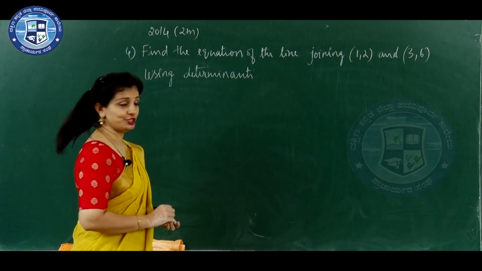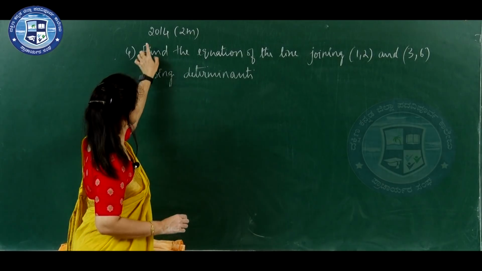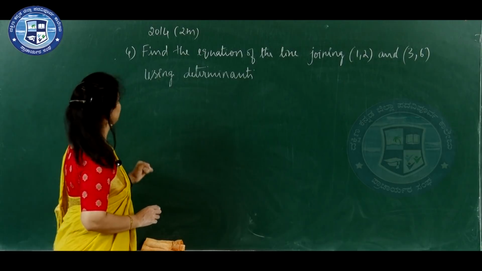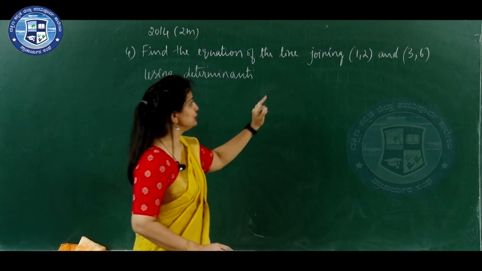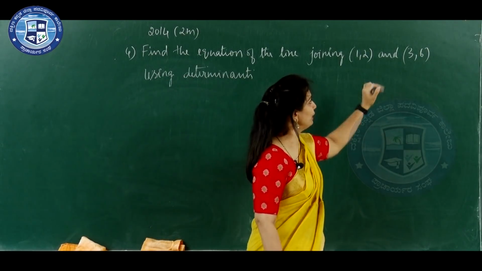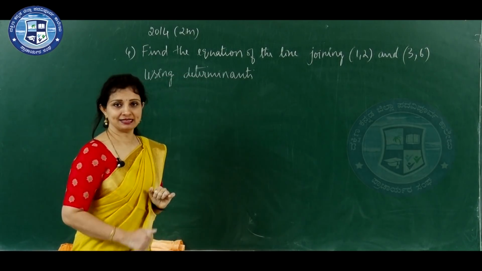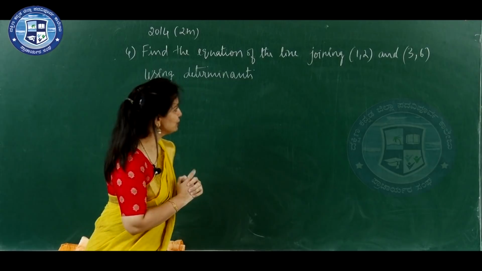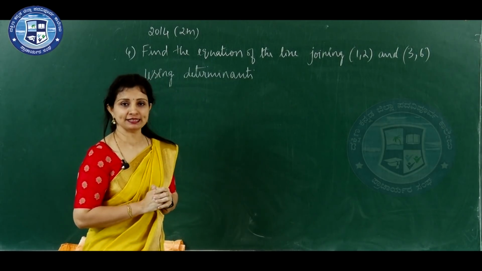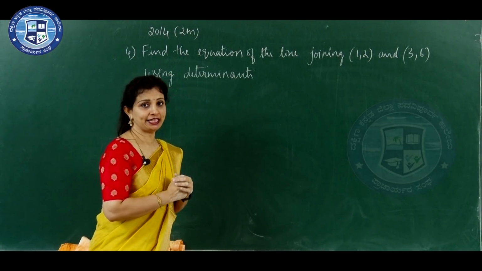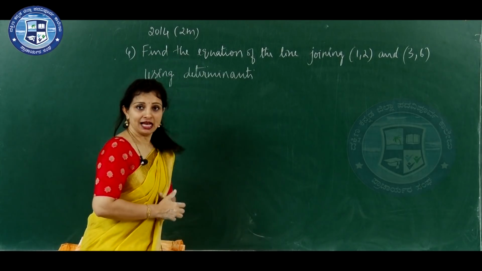Look at the fourth question, which was asked in the year 2014, the board examination for 2 marks. Find the equation of the line joining the points (1, 2) and (3, 6) using determinants. So, find the equation of the line joining 2 points. If the 2 points are given, you can find the equation of the line using determinant also.